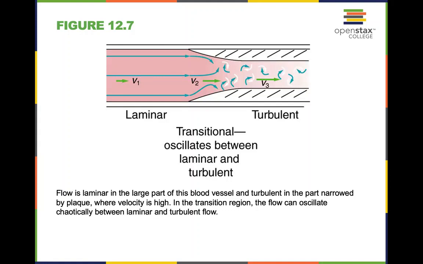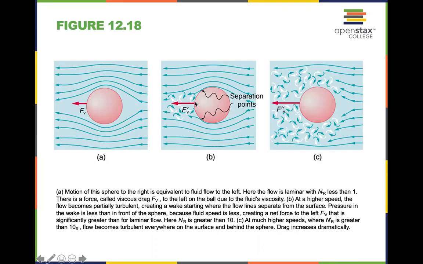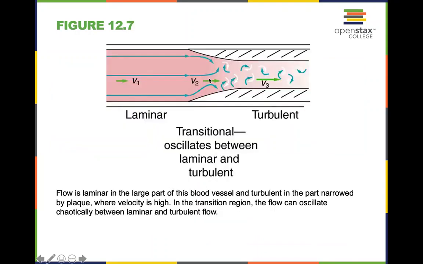Applying it to what we were just talking about, the flow rate, flow is laminar in a large part of this blood vessel and turbulent in the part narrowed by the plaque, where velocity is high. Here we have v1 coming in undisturbed, but once it starts narrowing, it turns into v2 here and then v3 here. See how the flow starts kind of bending this way, and then once it gets into v3, it starts swirling. In the transition region, the flow can oscillate chaotically between laminar and turbulent flow. This is the transition period.